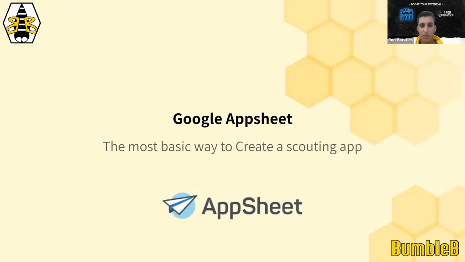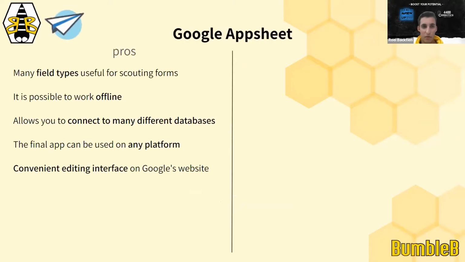The first tool we're going to be talking about is Google AppSheet, which is an app that allows us to create a scouting app in the most basic way. The concept of this tool is that it has many field types useful for scouting forms. It is also possible to work offline, which is a very big upside. Also, it allows you to connect to many different databases, which can give you a lot of versatility. Also, your final app can be used on any platform, so Android, iOS. So it's very, very convenient for the scouters.